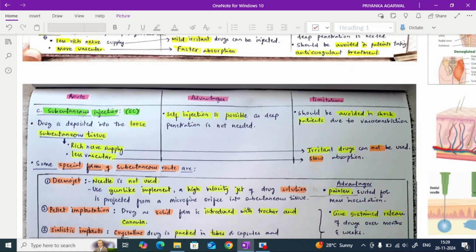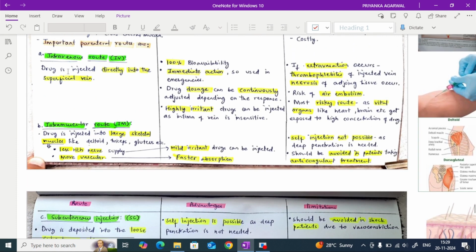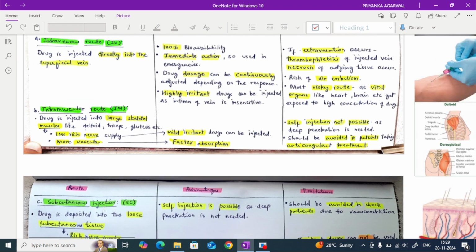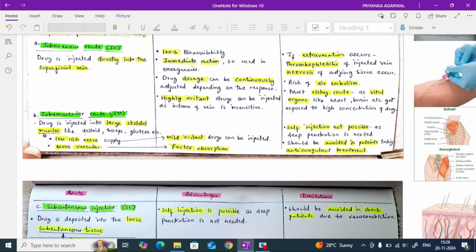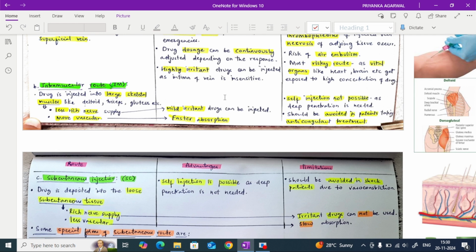If you compare these three routes, that is intravenous, intramuscular and subcutaneous, the drug is injected directly into the vein, into the blood; here into the skeletal muscle; here into the subcutaneous tissue. Intravenous advantages: it has 100% bioavailability and immediate action. Disadvantage: it is very risky because the drug goes directly into the blood. Into the intramuscular route, mild irritant drugs can be injected, whereas into the intravenous route, highly irritant drugs can be injected. Here irritant drugs cannot be used. So make a note: highly irritant, mild irritant, irritant drugs cannot be used.